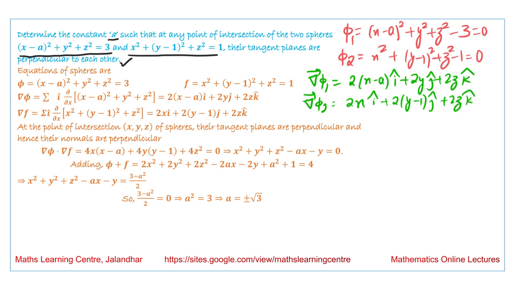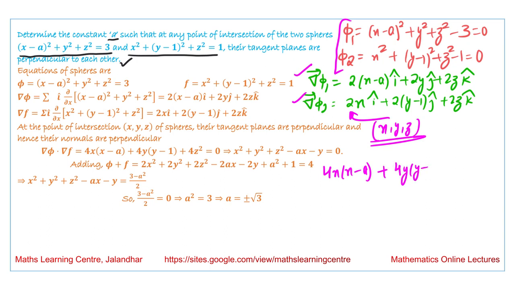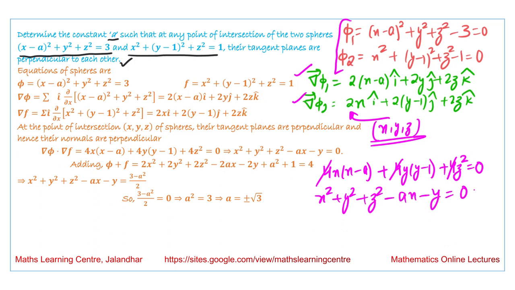Now suppose we are saying that these two spheres intersect at the point x, y, z. Then at this point x, y, z, the dot product of these two is 0. So we obtain 4x into (x minus a) plus 4y into (y minus 1) plus 4z square, and this is equal to 0. So this 4 gets cancelled and we are left with x square plus y square plus z square minus ax minus y is equal to 0.